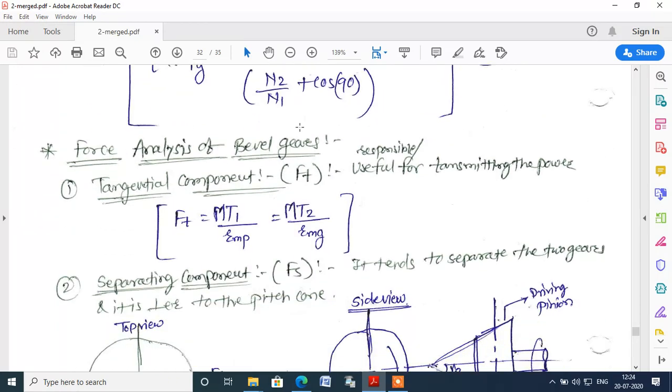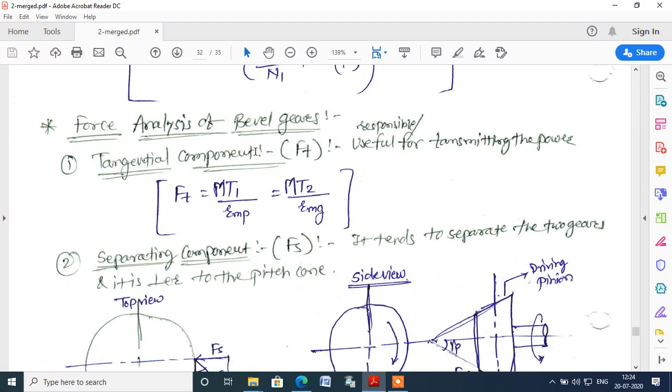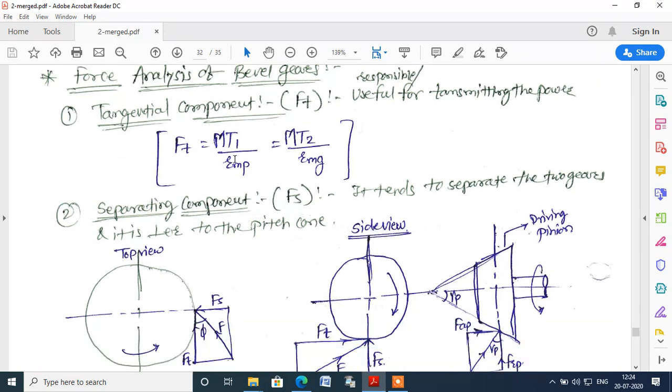Now, force analysis of bevel gears. Here there are two components of forces acting on the bevel gear. One is the tangential component of force, that is Ft, and another one is the separating component of force, that is Fs. But Fs is again divided into two components, that is radial force and axial force. So we will see them one by one.